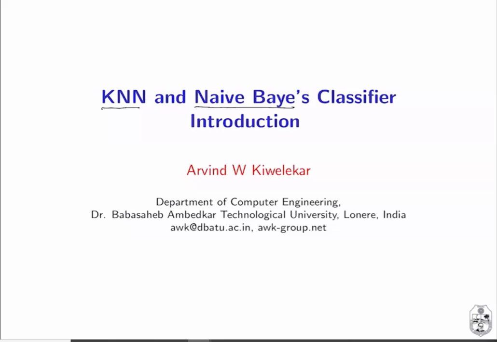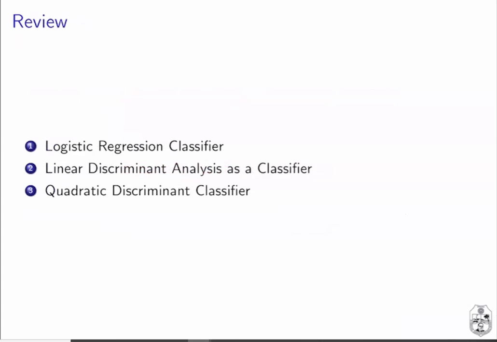In this video, I will be explaining two additional classifier algorithms called k-nearest neighbor and naive Bayes classifiers. So far, we have seen three different types of classifiers in machine learning. The first one was logistic regression, which uses a sigmoid function, that is 1 over 1 plus e to the power of minus z, and the output of this sigmoid function is interpreted as a probability value which is used to classify the given observation.